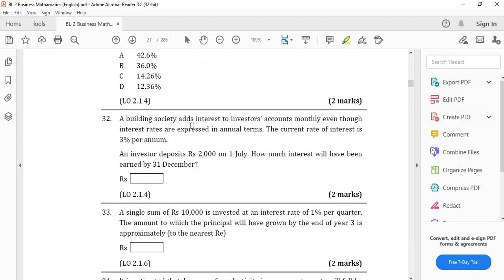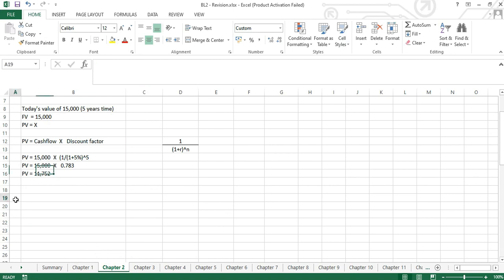A building society adds interest to investors' accounts monthly even though interest rates are expressed in annual terms. The current rate of interest is 3% per annum. Okay, but they are paying interest monthly. So an investor deposits 2000 on the 1st of July. How much interest will have been earned by 31st December? So they are asking the interest amount or interest income.